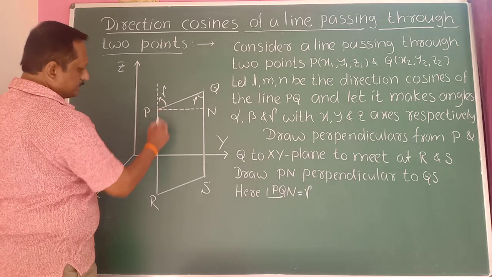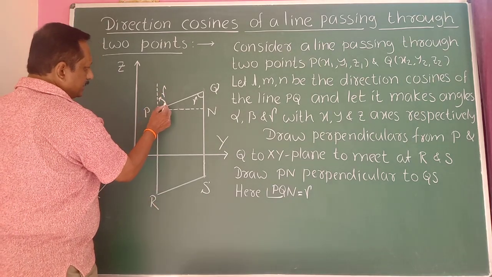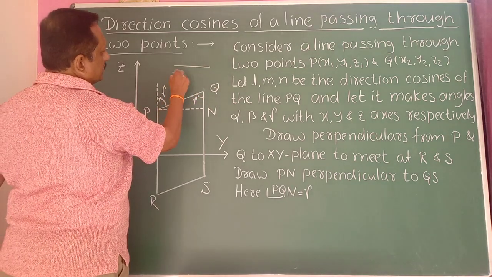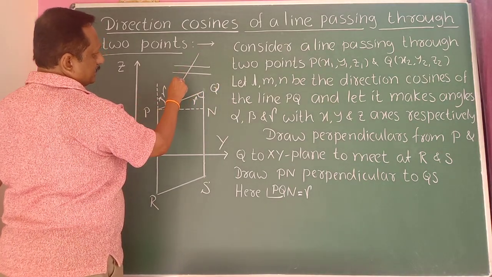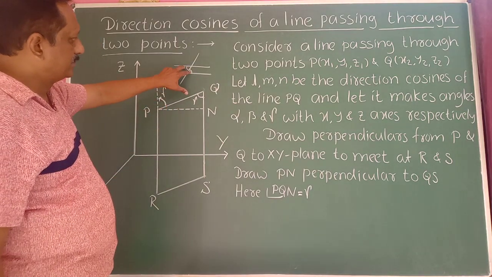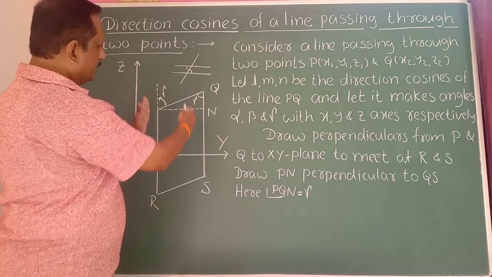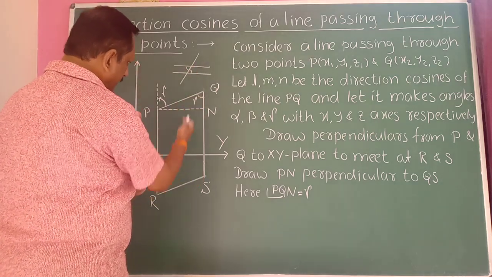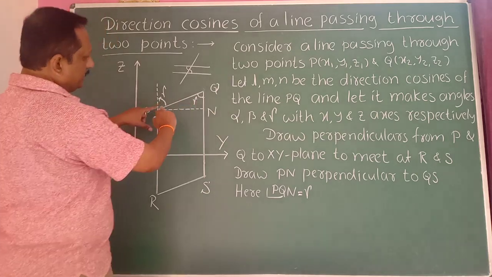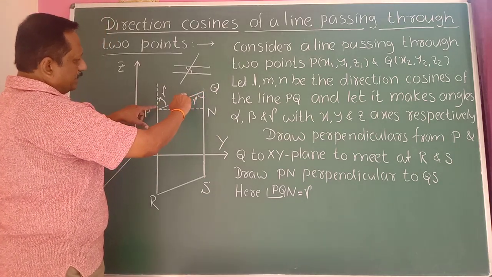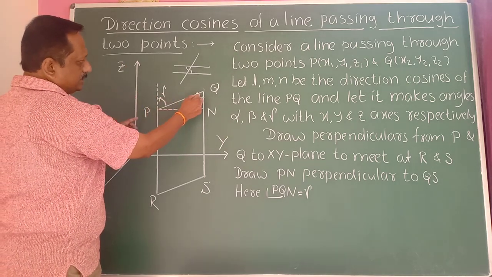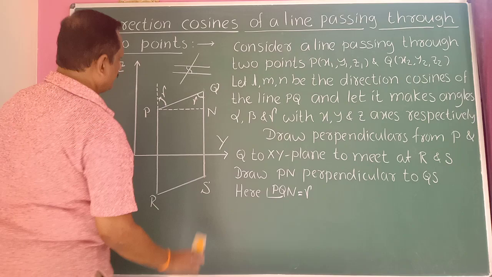If we extend this PR, this angle is gamma. Then this angle is also gamma, because if 2 lines are parallel and one line cuts across them like this, these 2 angles are equal. Here these are 2 parallel lines and one line cuts across them, so this angle and this angle both are equal. So this line makes angle gamma with the z axis. If this angle is gamma, then this angle is also gamma.